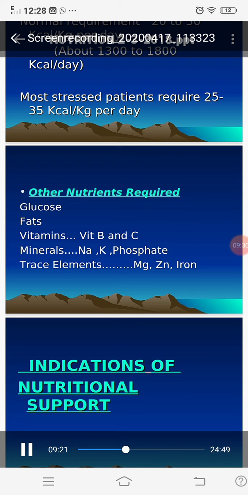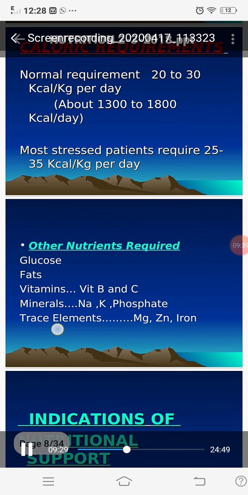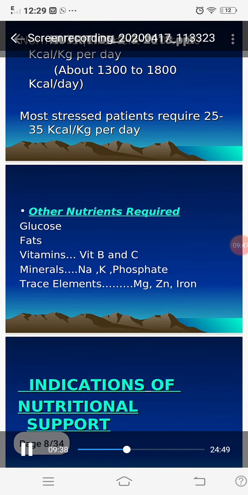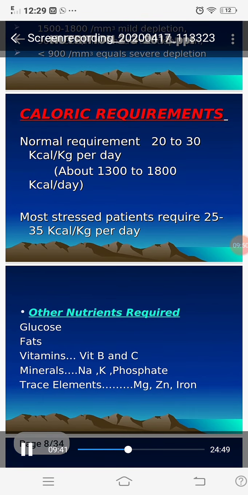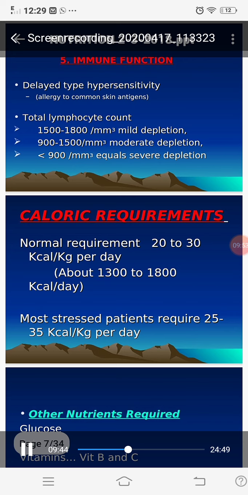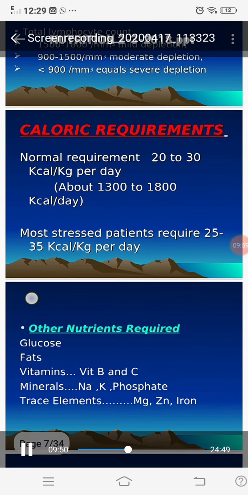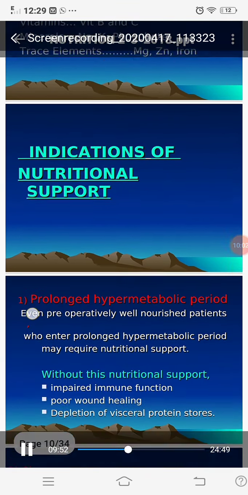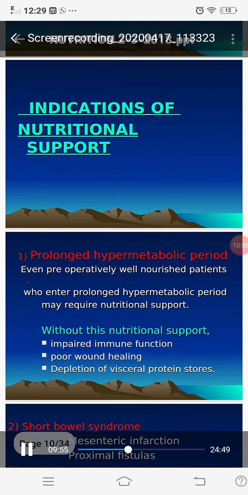So indications are, actually before starting the indications you should know what are different types of nutrition. One is total parenteral nutrition, and second is PPN. So TPN is total parenteral nutrition and PPN is peripheral parenteral nutrition. The difference is in TPN we use the central main vessels, and in peripheral parenteral nutrition we use the small vessels like cubital and the saphenous vein.